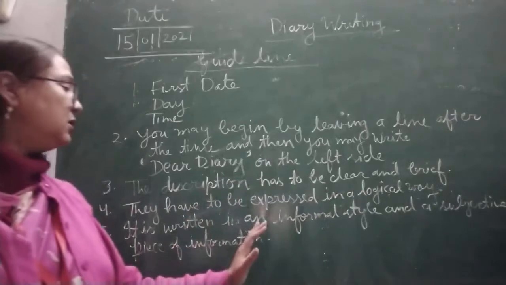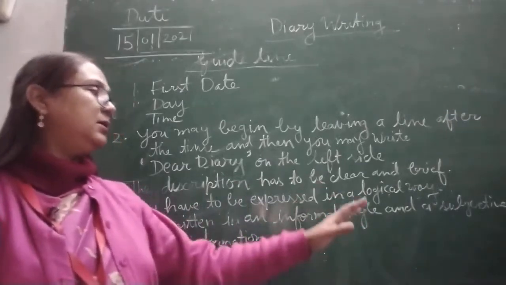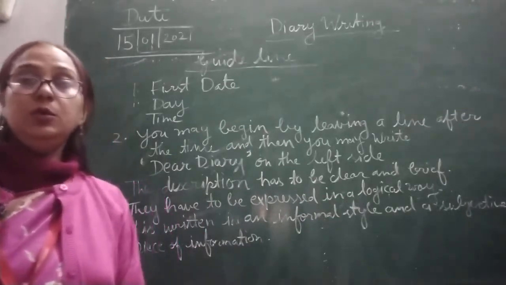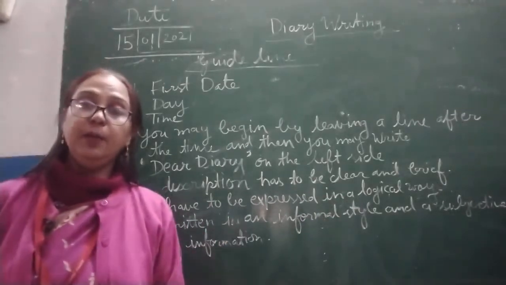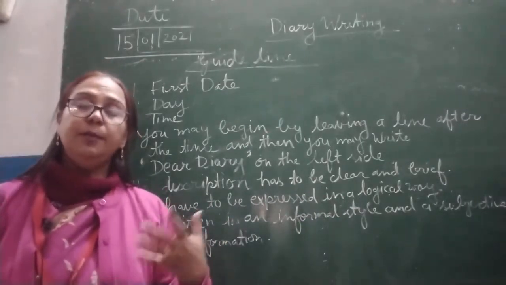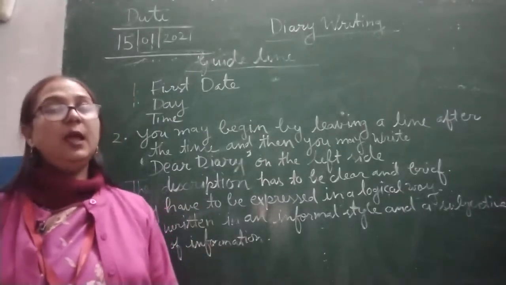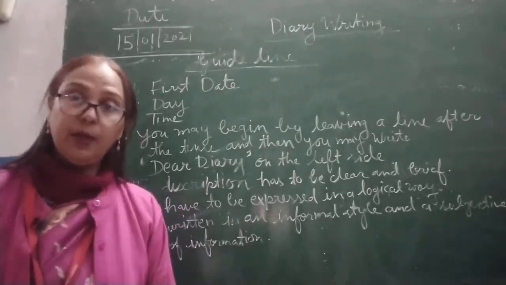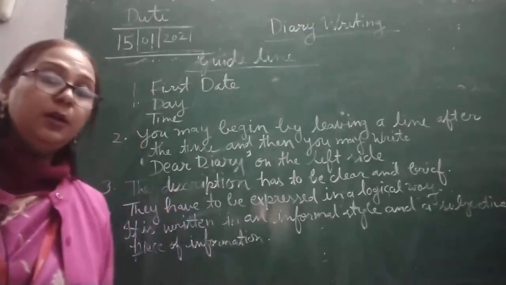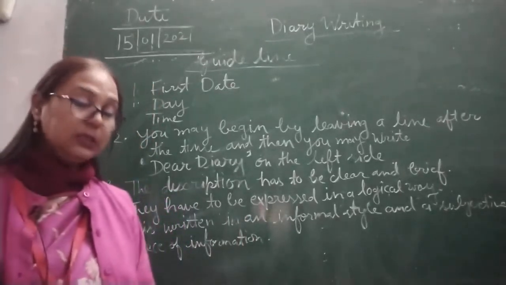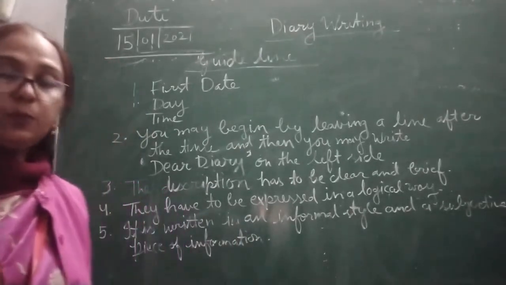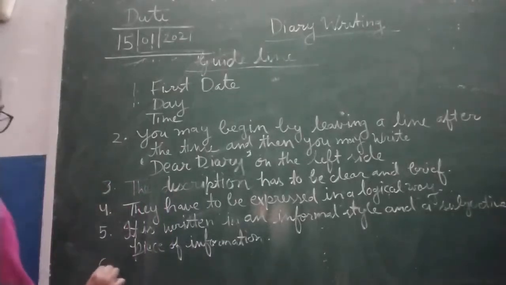It's written in an informal style and is a subjective piece of information. So you are not going to write in the formal way. It is your personal written record. That is why you are supposed to write in an informal way. So children, these are very important guidelines that we have discussed today. And now we are moving to the next point, that is the 6th point.